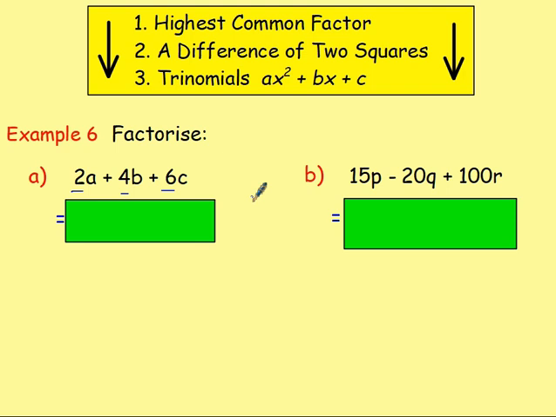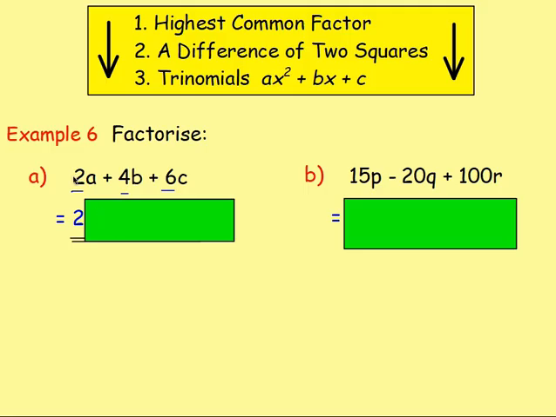What is the highest common factor? What's the biggest times table that 2, 4, and 6 are in? 2. It is indeed. They're all in the 2 times table. They're not all in the 3, the 4, the 5, the 6, 7, 8, 9 times tables, mainly because of the 2. But you've got the 2 as the highest common factor.